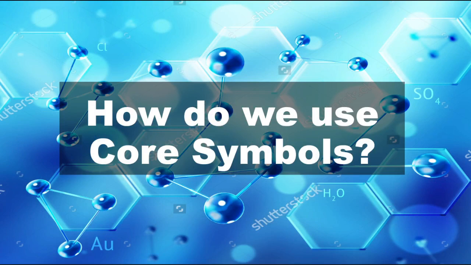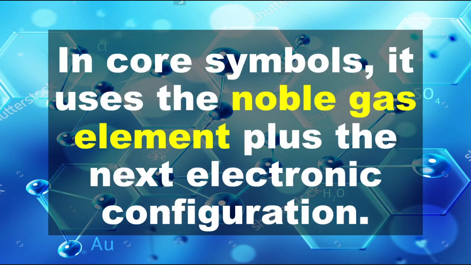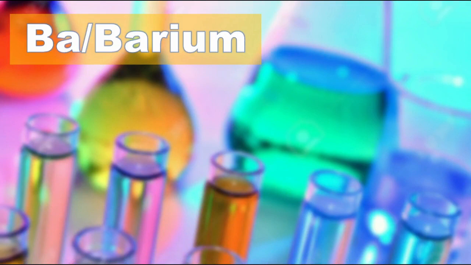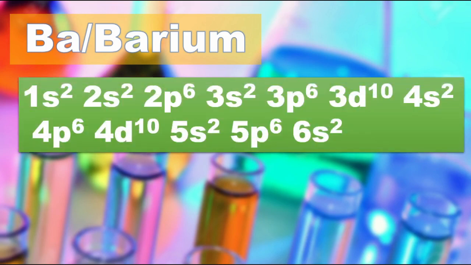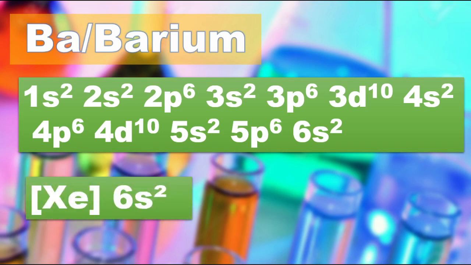Now, how do we use core symbols? Core symbols use the noble gas element plus the next electronic configuration. Take a look at this example. The example is Ba, or barium. In the long method, the electronic configuration is this. As you can see, there are a lot of electronic configurations. In the short method, you only write this. There are only two terms, the Xe and 6s2. So this is the short method of barium.